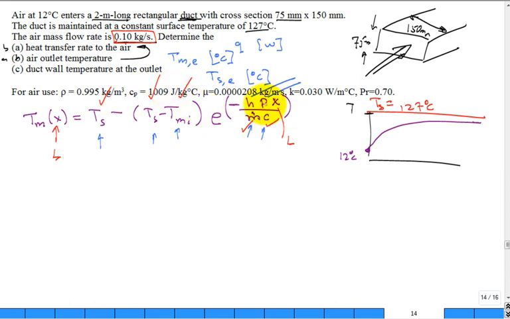How about the perimeter, P? We just did that one. It's 2H plus 2W. And x, that's the length. It's 2 meters long. Guess what? Everything is known except for h. So how do we get h? First, we'll get the hydraulic diameter. Then we'll use that to get the Reynolds number based on the hydraulic diameter.